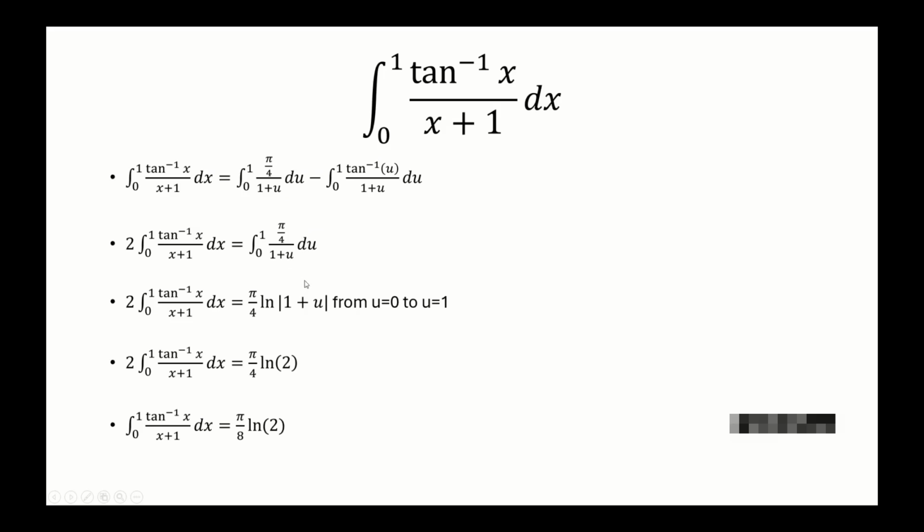That's just going to be pi over 4 times natural log of the absolute value of 1 plus u. And we're going to evaluate it from 0 to 1. We do that, we get pi over 4 times ln of 2. And then I just need to divide both sides by 2 to get pi over 8 times natural log 2 as a final answer.